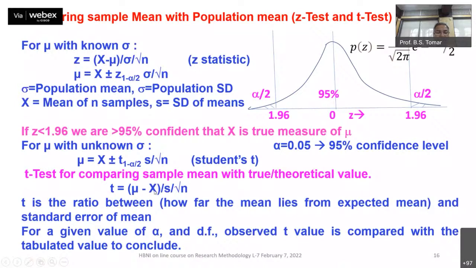So what essentially does the t give you? t is the ratio between how far the mean lies from the expected mean and the standard error of mean. S by root n is the standard error of mean, and this is the deviation. So the ratio of the deviation to the standard error is the t value. For a given value of alpha, which defines the confidence level, and the degrees of freedom, the observed t is compared with the tabulated value to conclude about X̄ and mu. So this is the t-test we do.